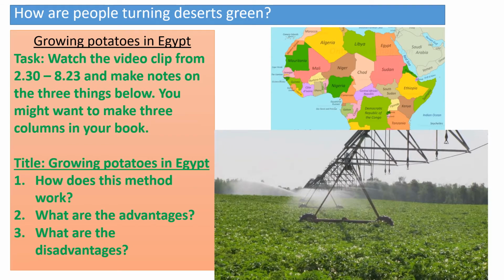So we're going to look at two methods for how we can try and turn the deserts green again, and I want you to decide which method you think is the best. This is the first one. We're going to look at growing potatoes in Egypt. What I want you to do is watch the video clip. Again, you'll need to go to Satchel 1 to find it. However, it's very important you only watch the video between 2.5 minutes and 8.5 minutes because the video is 13 minutes long and I don't want you to watch all of it.